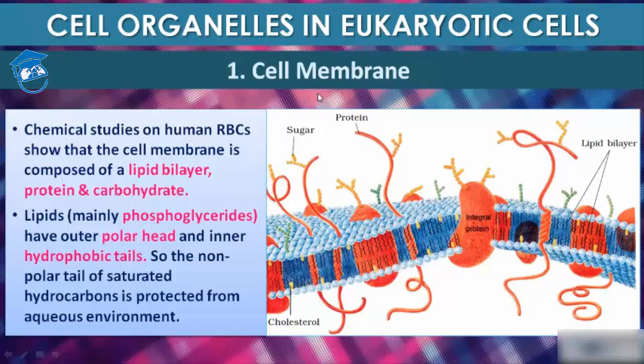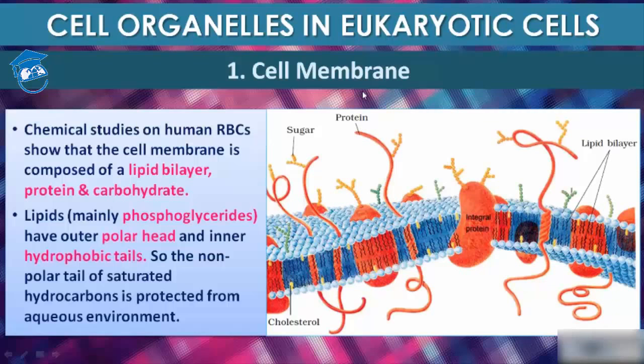The detailed structure of the membrane was studied only after the advent of the electron microscope in 1950. Meanwhile, chemical studies on the cell membrane, especially human RBC, showed that the cell membrane is composed of lipid bilayer, protein and carbohydrate. So where is the lipid bilayer? This is a zoom view of the plasma membrane, that is the cell membrane. Plasma membrane and cell membrane are the same, so don't get confused.